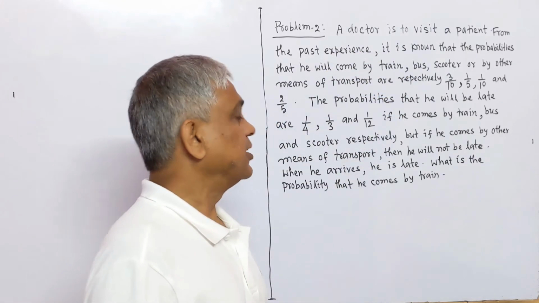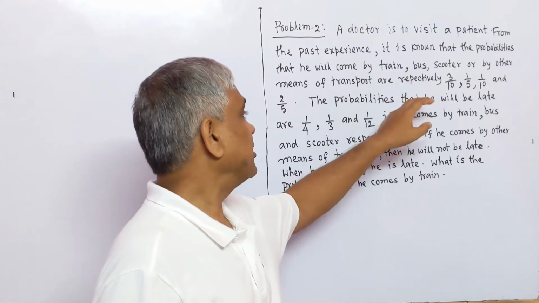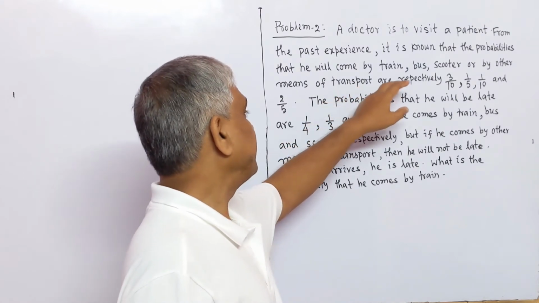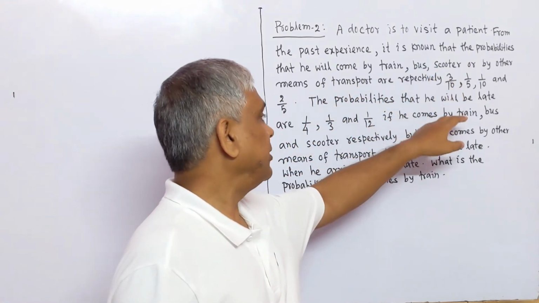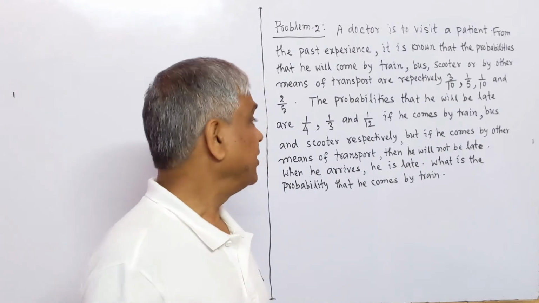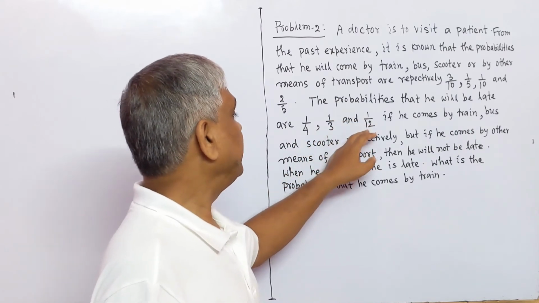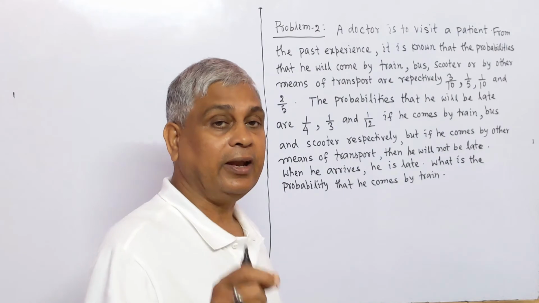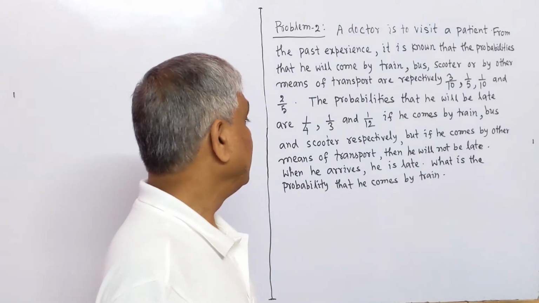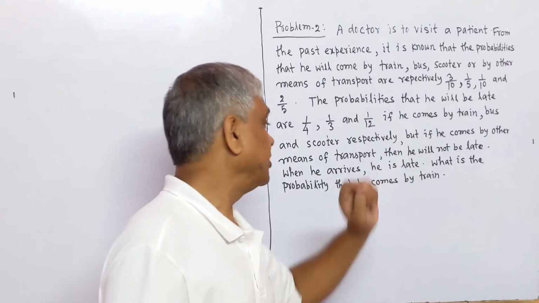From past experience, it is known that the probabilities that he will come by train, bus, scooter or by other means of transport are respectively 3 by 10, 1 by 5, 1 by 10 and 2 by 5. The probabilities that he will be late are 1 by 4, 1 by 3 and 1 by 12 if he comes by train, bus and scooter respectively. But if he comes by other means of transport, then he will not be late.